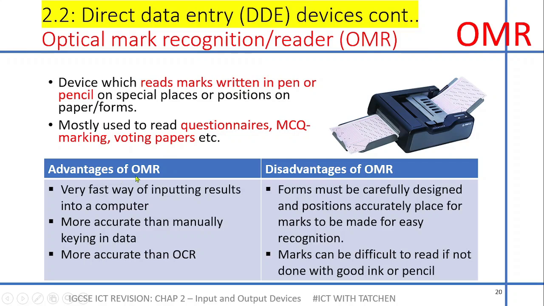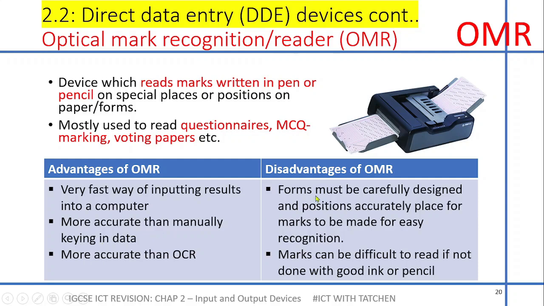Now, what are some advantages of OMRs? They are a very fast way of inputting results into a computer. Yes, so you just pass your paper through here. Once the paper passes through, it marks the whole paper if you're marking a paper, and immediately the results are also recorded. It's more accurate than manual key-in data.